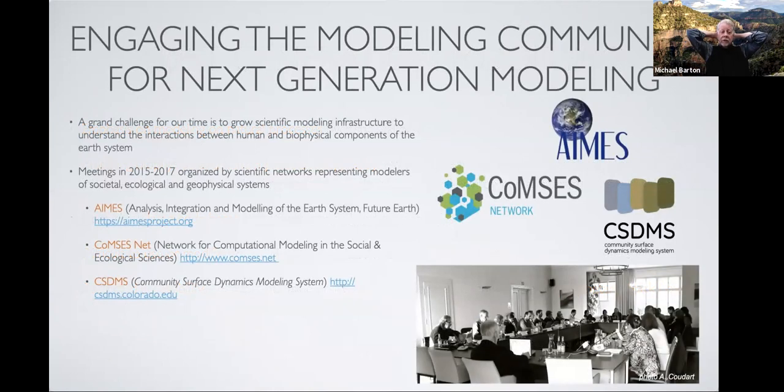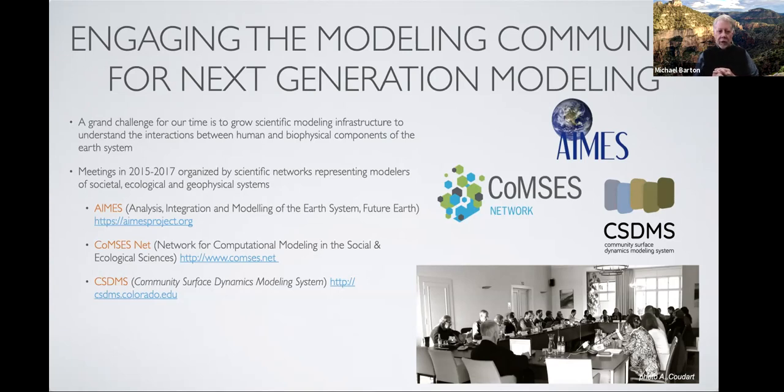So I'd say a grand challenge for our time, and hopefully others in the scientific community are beginning to think that this kind of infrastructure is a grand challenge, is to try and grow scientific modeling infrastructure in new ways to understand these interactions between humans, societal dynamics, biophysical components of the Earth system, and at multiple scales. And to that end, a large group of scientists around the world began a series of meetings about 5 years ago to try and talk through and think through what the future of modeling should be.